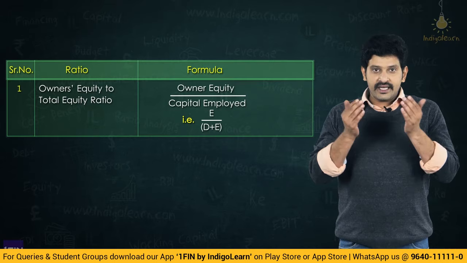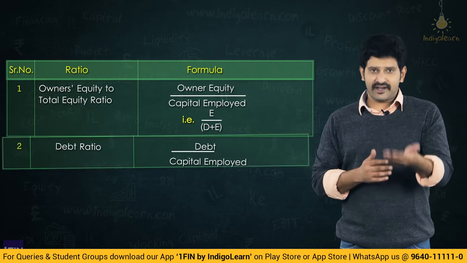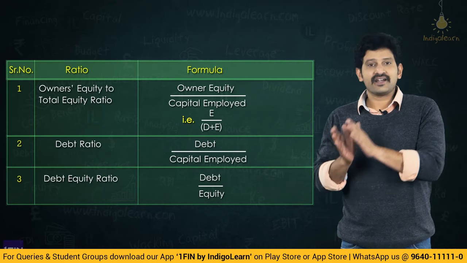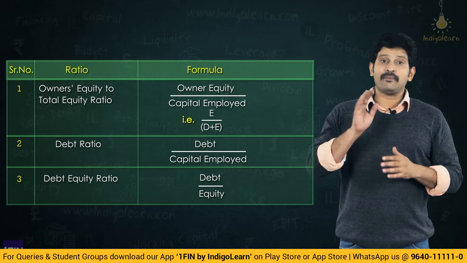The second ratio is debt ratio. Nothing but debt divided by capital employed or debt divided by debt plus equity. The third one is debt equity ratio. This is nothing but debt divided by equity. So, pure debt which includes the long term borrowings divided by equity. Again, equity means equity share capital plus reserve surplus plus preference share capital.